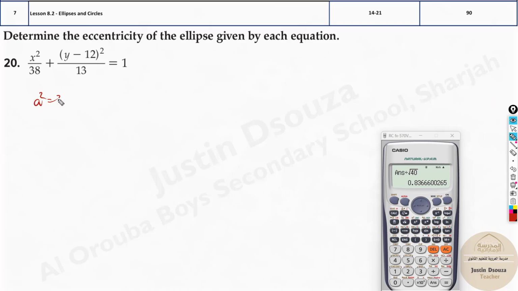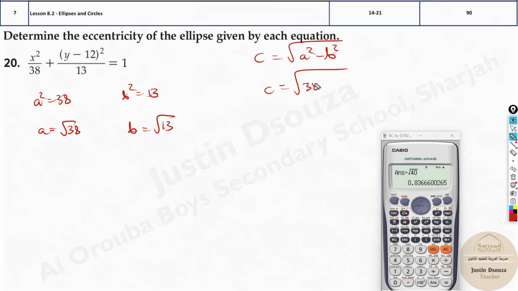a square is 38. a is equal to root 38. What about b square? It is 13. b is root 13. c is square root of a square minus b square. So c is equal to square root of 38 minus 13. So c is basically over here. You do not need to even put this in the calculator. You can just do this, right? 38 minus 13 will be 25. Square root 25, that's 5. I mean, even directly this value itself you can put in the calculator.